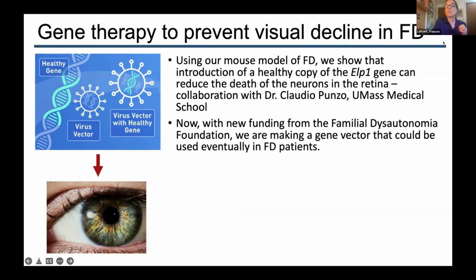Through very generous funding from the Paul Wexler family and from the Dysautonomia Foundation, we are now making a vector based on the positive findings so far we're finding in mice. We're making a vector that actually could be used in humans. And I should say that this work has all been done also in collaboration with Dr. Claudio Punzo at UMass Medical School, who has considerable expertise in this area.